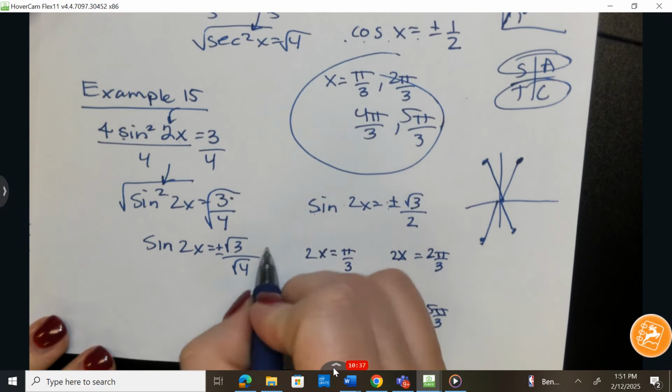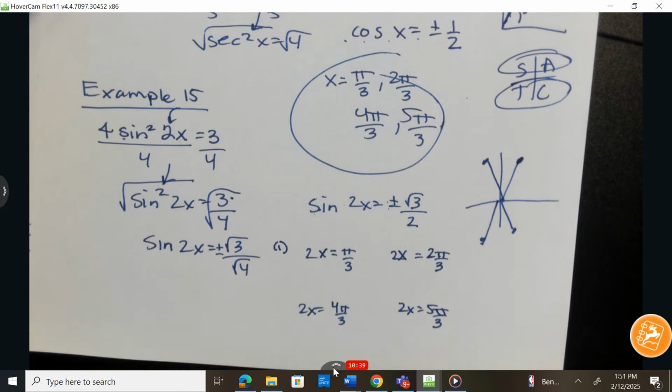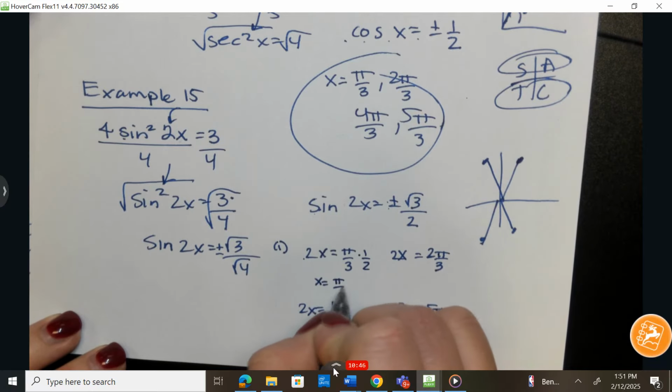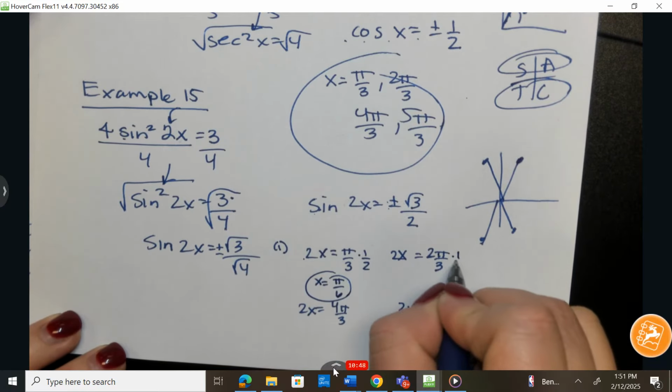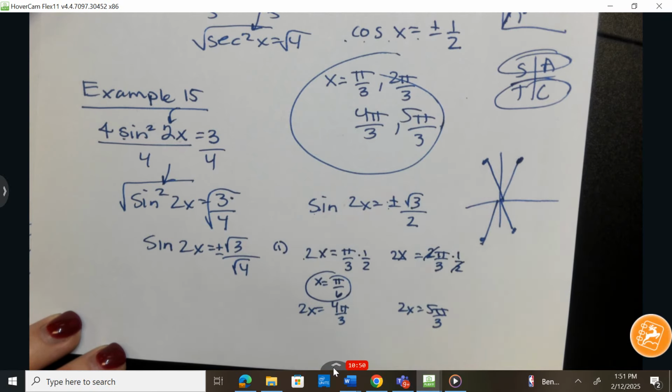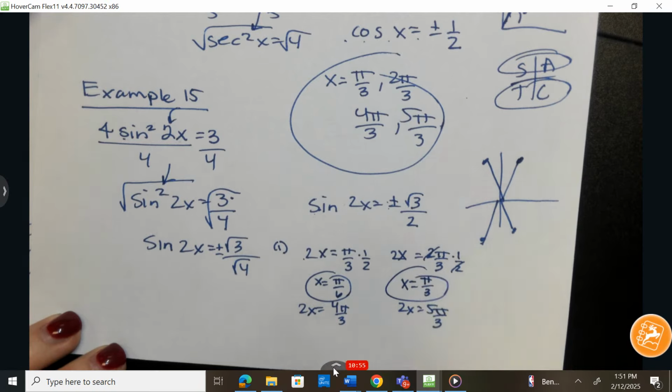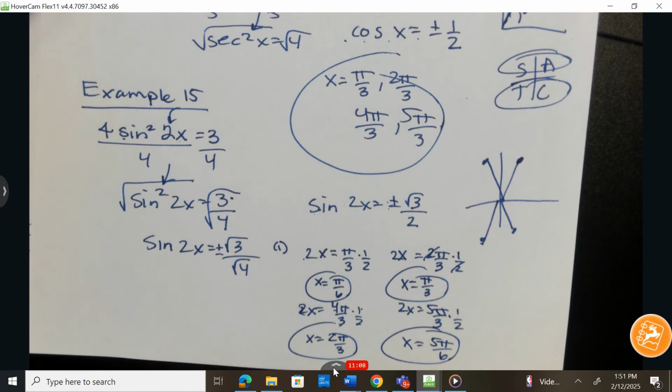Now, I have to do 2 revolutions. This is only 1 revolution, but let's start with the first revolution. Dividing by 2 is the same thing as multiplying by 1/2. So I end up with pi over 6. I believe that's one answer. When I multiply by 1/2, the 2's will be reduced, and I'll be left with pi over 3. Again, multiplying by 1/2, I get x equals 4 pi over 6. Well, that reduces to 2 pi over 3. Multiplying by 1/2, I get x equals 5 pi over 6. I believe that's the first revolution of answers.